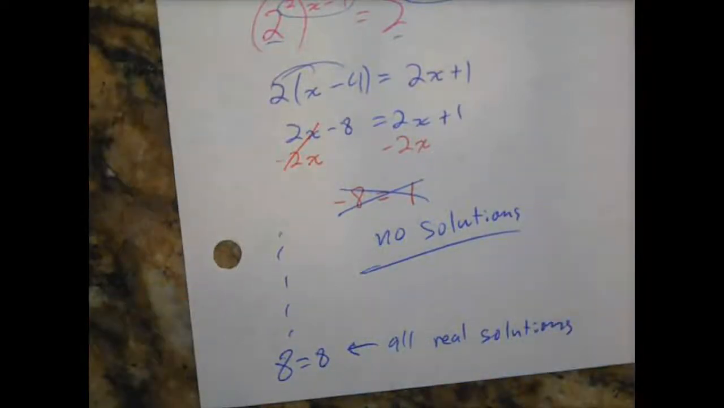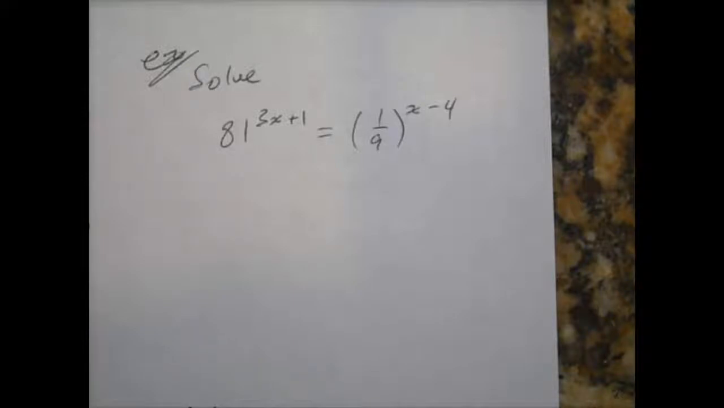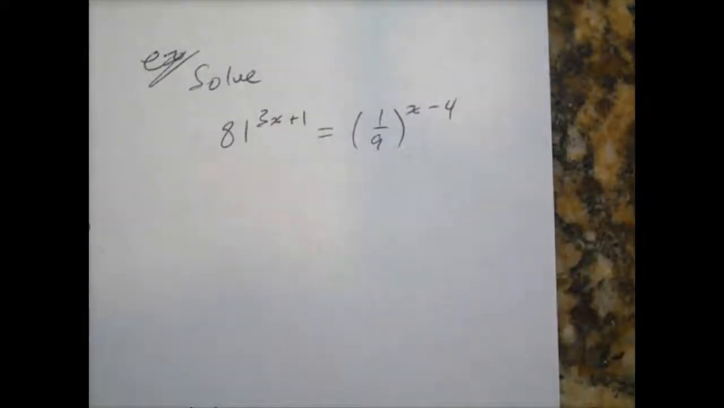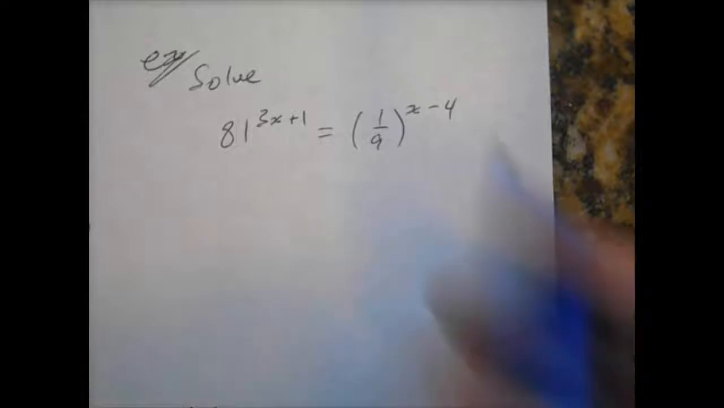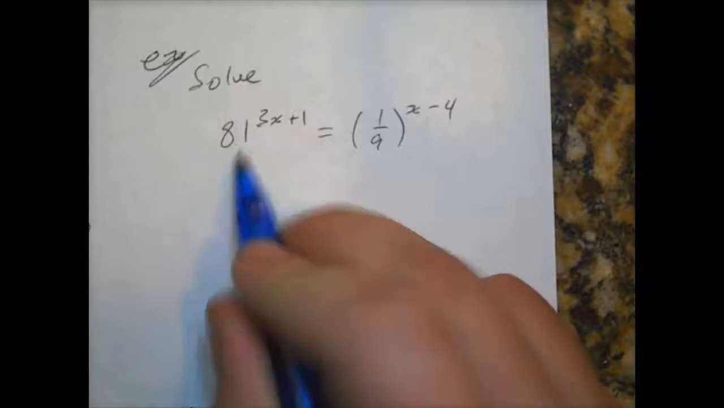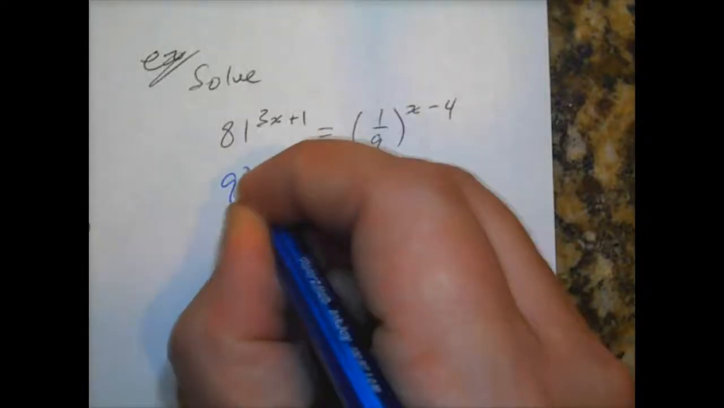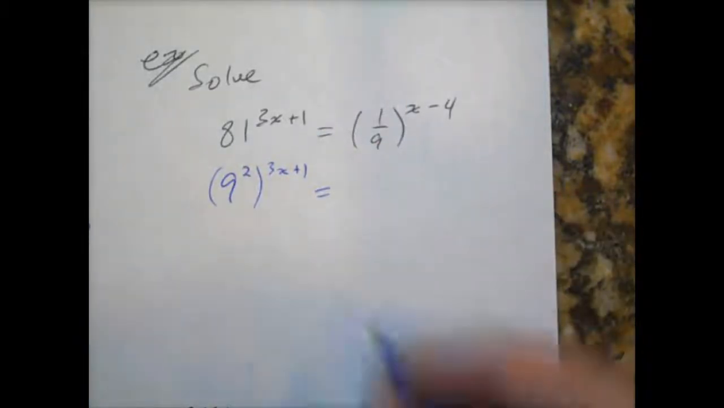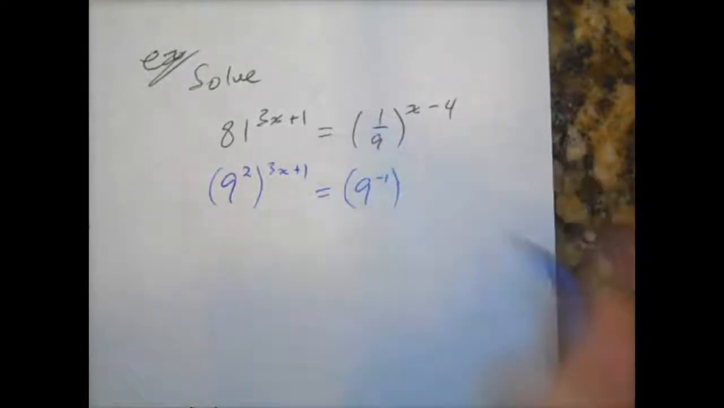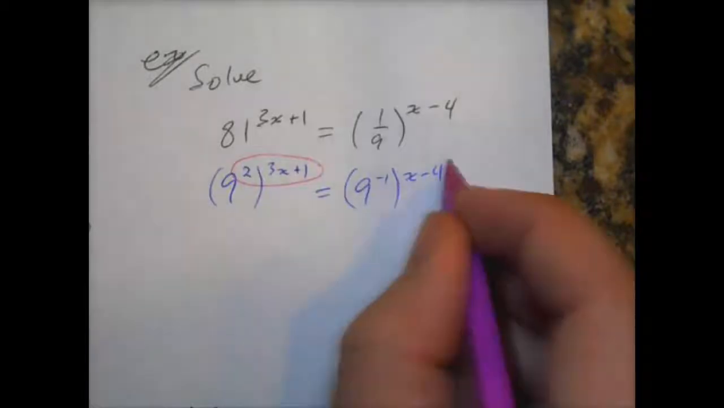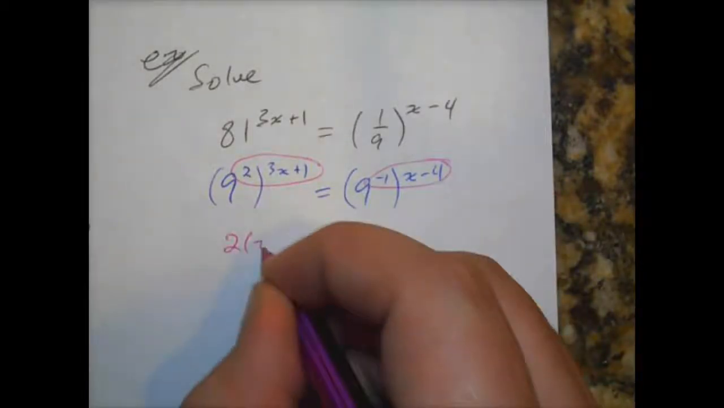All right, with this one, same idea. So I notice that I have 81 and I have 1 over 9. Well, what I can do, 9 and 81 relate, and that 81 is 9 squared. So if I change that to 9 squared, now that's 1 over 9. Well, don't forget your exponent rules. I could rewrite that as 9 to the negative 1, and then keep the exponents on the outside. Well, cool. Now we have a base of 9 in both of them. So I can take my exponents now and set them equal to each other.